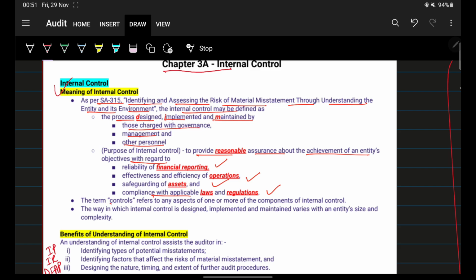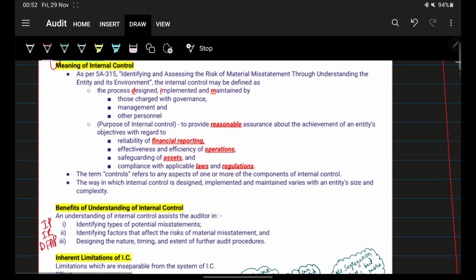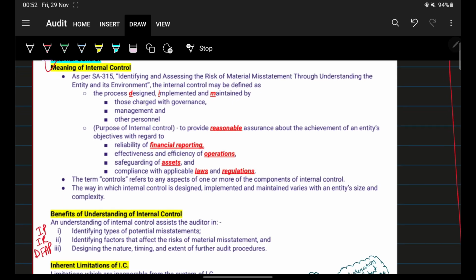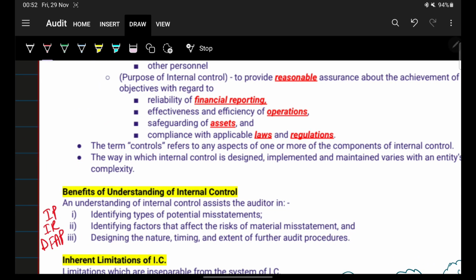Now here the term control refers to any aspect of one or more components of the internal control. Like I told you, components of internal control we'll just discuss later in the video. Next, moving on to benefits. There are only 3 benefits over here, fairly easy to remember.